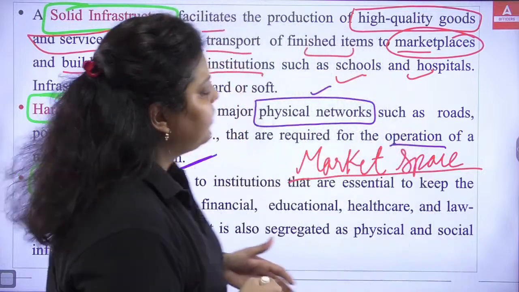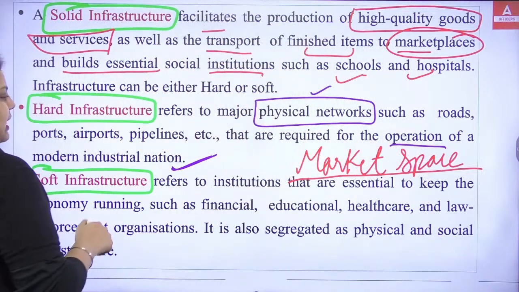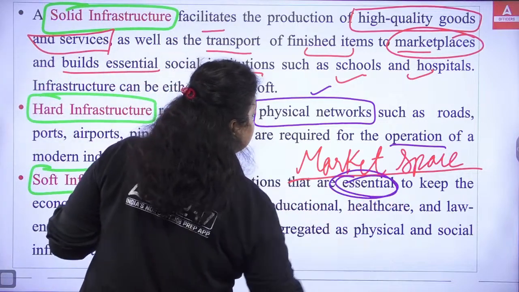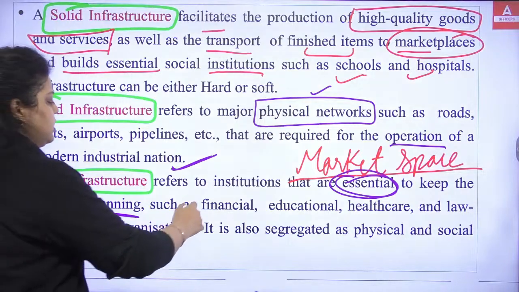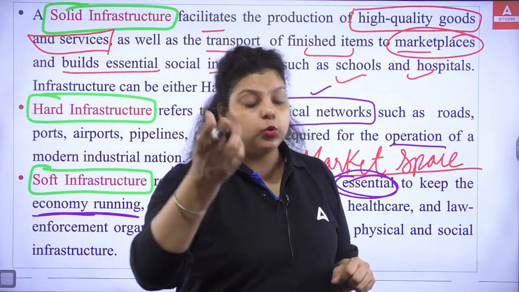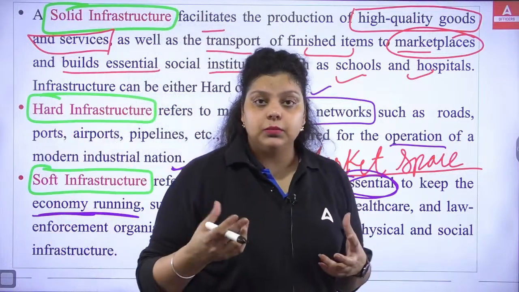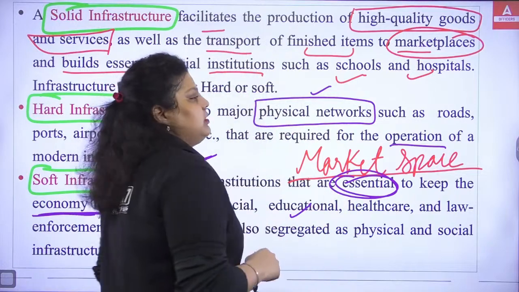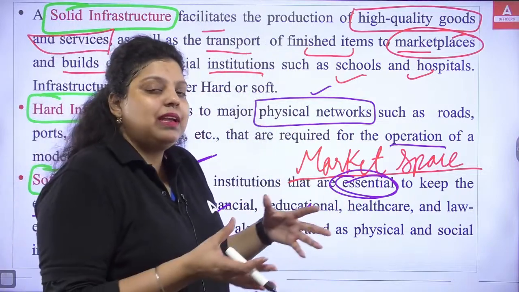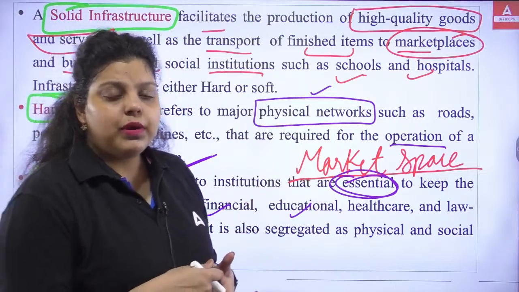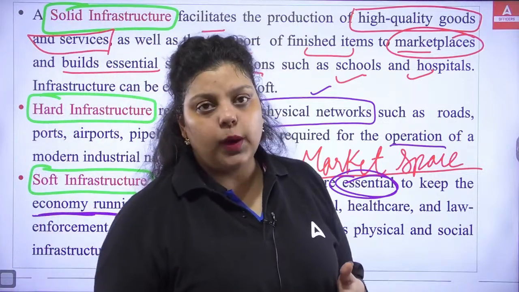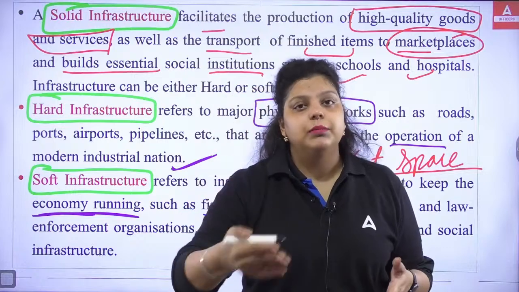Okay. Now, the second, if I talk about soft infrastructure, this is a kind of infrastructure which is essential to keep running the economy. If you want the economy to keep running, you need essential infrastructures. That is financial institutions, like banking institutions. If you do not have financial institutions, how will you manage the money? Second, educational infrastructure. If you don't have educational infrastructure, you won't have properly skilled, properly educated laborers. And when they do not have a proper education, they will not get better job opportunities. When they are not getting better opportunities, they will remain poor.